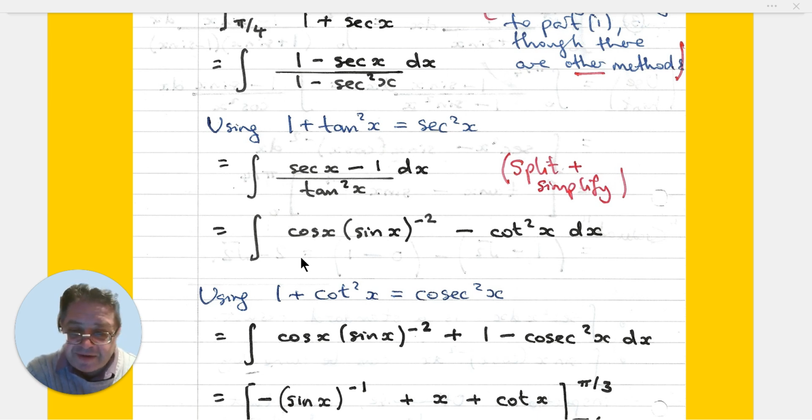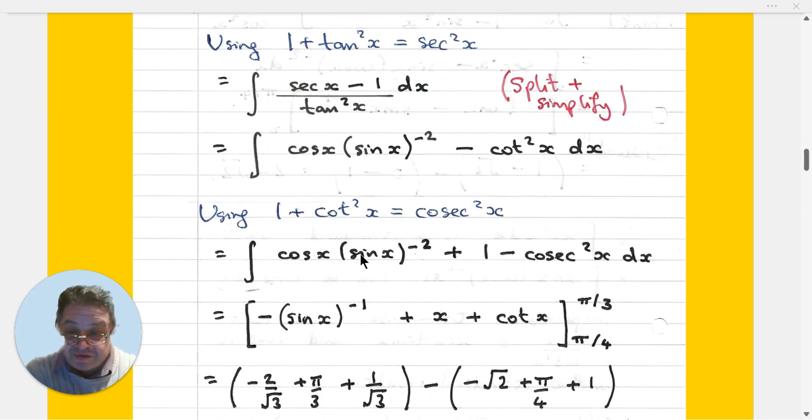Integrating cot squared, don't know that one straight off, but we do know an identity involving cot squared, which is 1 plus cot squared equals cosec squared. So cot squared becomes cosec squared minus 1. We now have three parts to our integral. The first part goes by inspection, the reverse chain rule, to minus sine x to the minus 1, or minus cosec x.